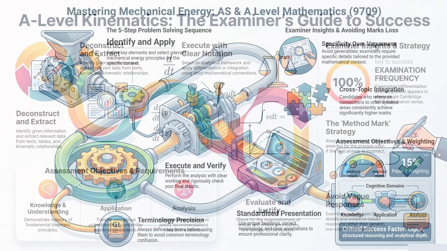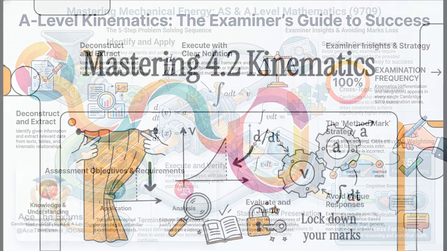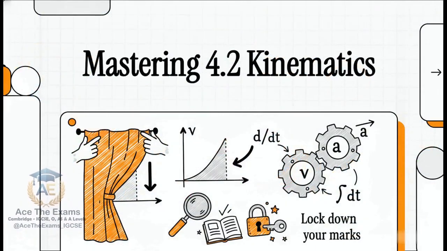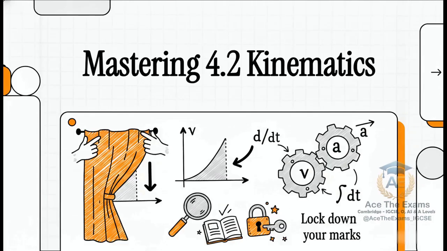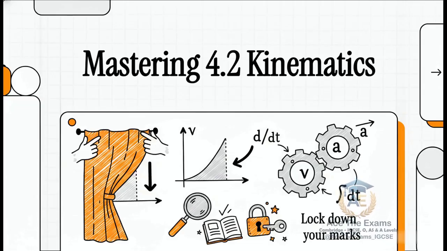All right, let's dive straight into this. Welcome to this explainer where we are literally pulling back the curtain on the Cambridge Mathematics AS and A-Level Syllabus 9709. Specifically, we're decoding the examiner's playbook for Topic 4.2, Kinematics, really focusing in on differentiation and integration. If you want to know exactly how to secure your marks in this absolutely critical section, well, you're in the right place. Grab your notebook because we're getting right to it.